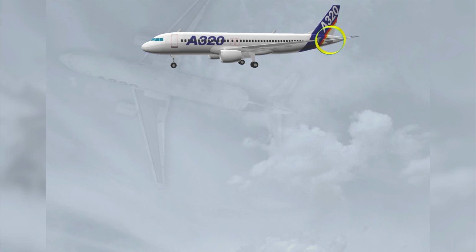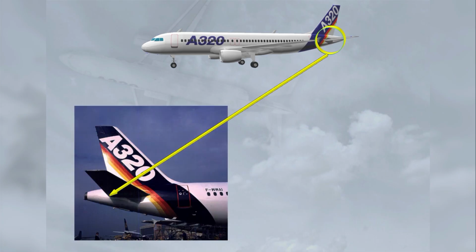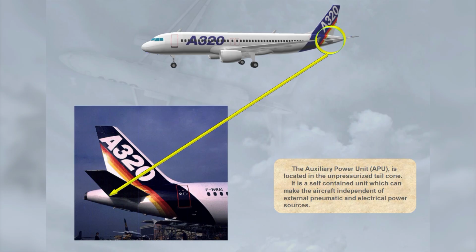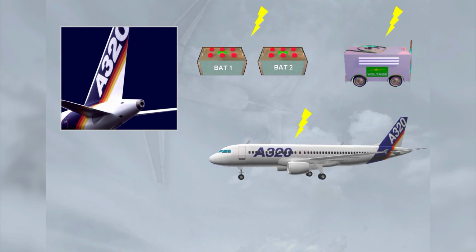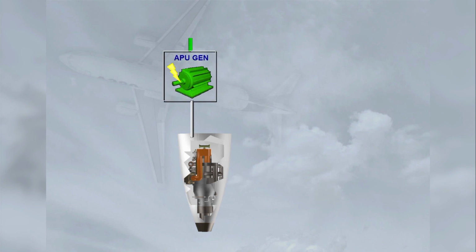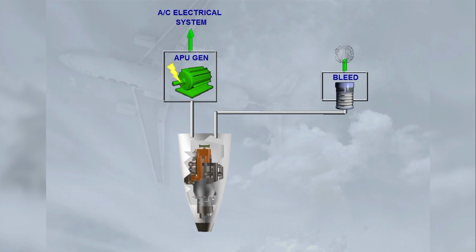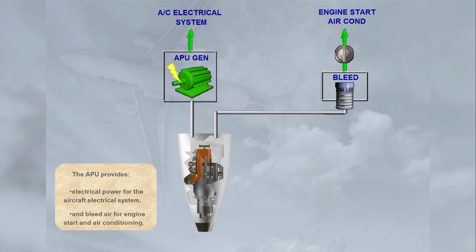The auxiliary power unit, APU, is located in the unpressurized tail cone. It is a self-contained unit which can make the aircraft independent of external pneumatic and electrical power sources. The APU may be started using the aircraft batteries, an external power source, or the normal aircraft AC power. The APU provides electrical power for the aircraft electrical system and bleed air for engine start and air conditioning.